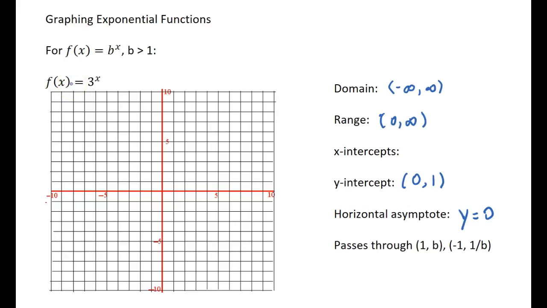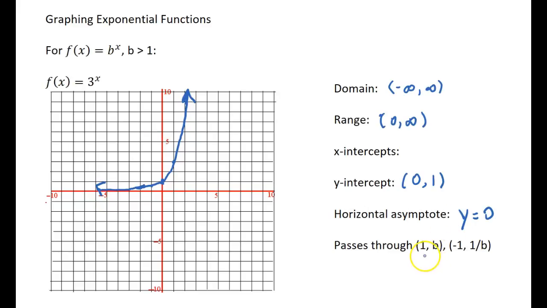Okay, so let's plot some points. If x is 0, 3 to the 0 is 1. What if x was negative 1? Well, 3 to the negative 1 is 1/3. And as x gets more and more negative, this gets closer and closer to the x-axis on the left, but it never touches it. Now what if x is 1? Well, 3 to the 1 is 3. What if x is 2? 3 squared is 9. So you see it goes up really fast. All right, so that's your basic graph of an exponential function.